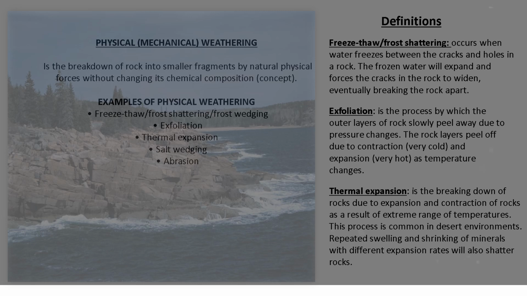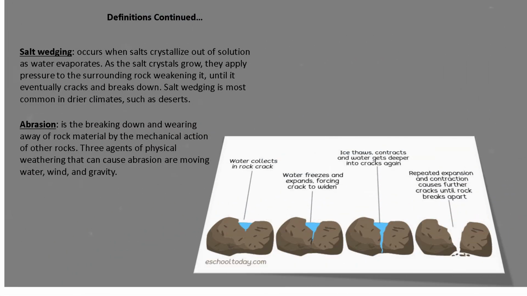Exfoliation is the process by which the outer layers of rock slowly peel away due to pressure changes. The rock layers peel off due to contraction, very cold, and expansion, very hot, as temperature changes. Thermal expansion is the breaking down of rocks due to expansion and contraction of rocks as a result of extreme range of temperatures. This process is common in desert environments. Repeated swelling and shrinking of minerals with different expansion rates will also shatter rocks.